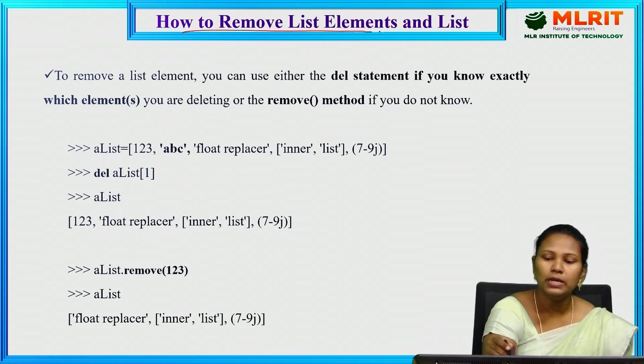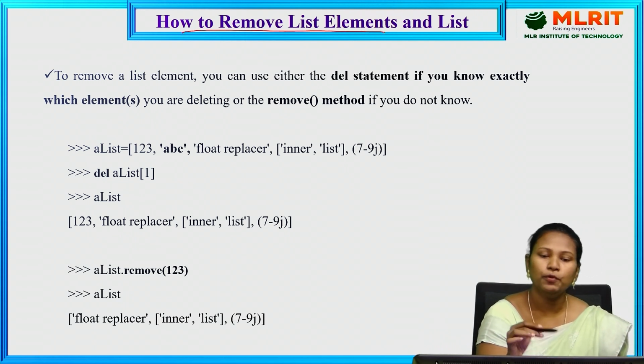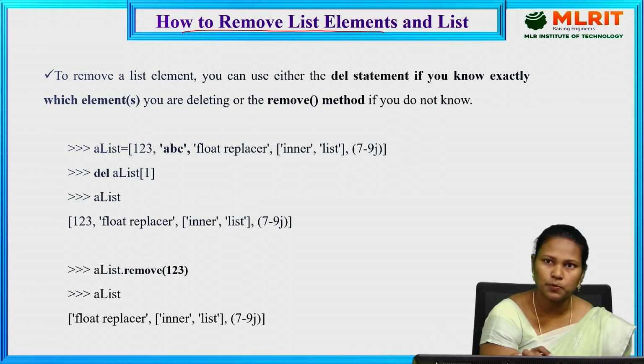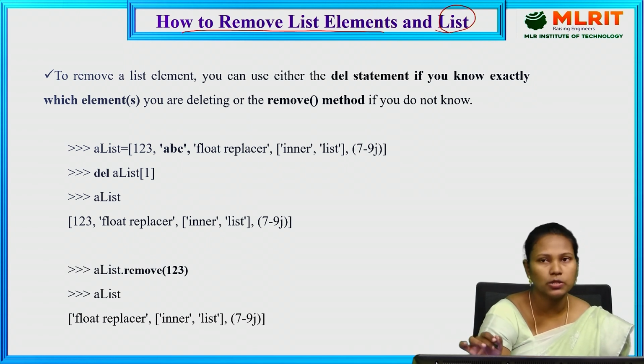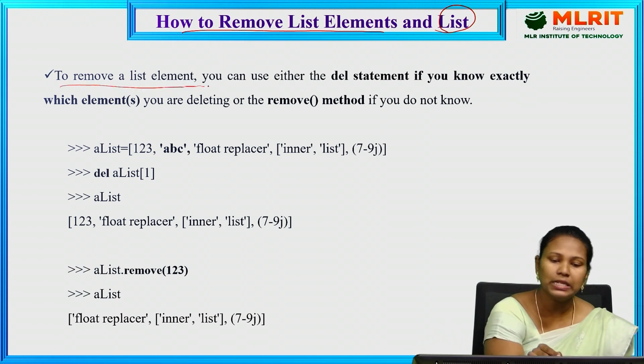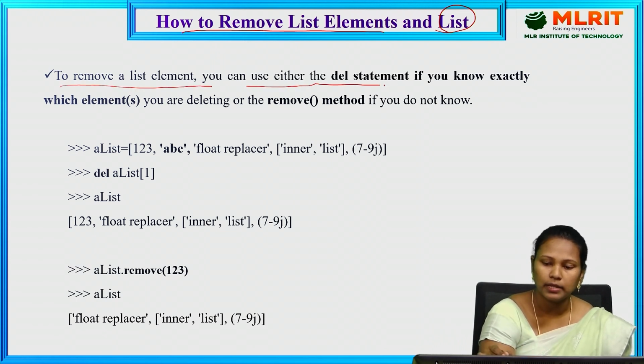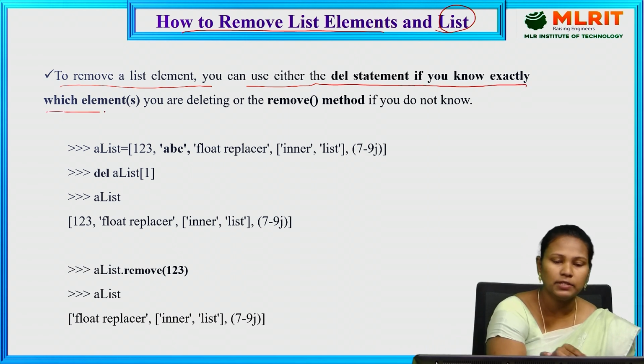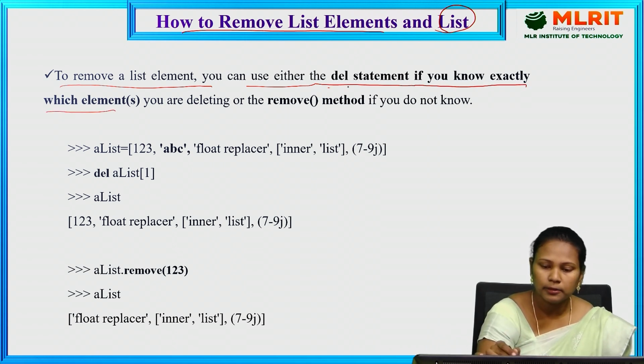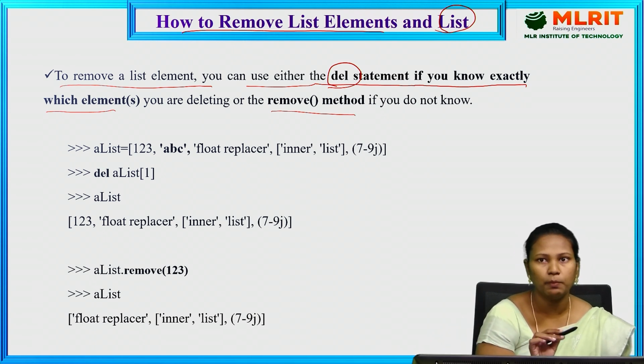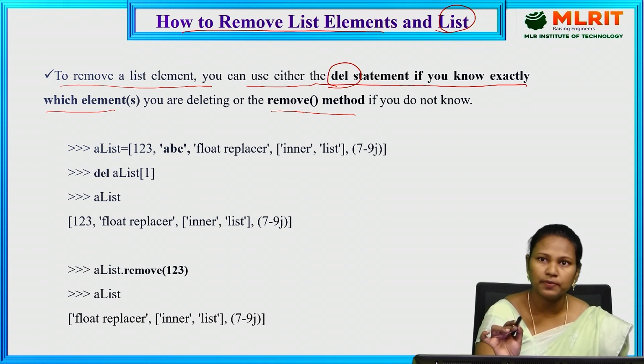How to remove list elements and the list? If you want to remove elements, it is possible, and if you want to remove the list also, it is possible. To remove list elements, you can use the delete statement if you know exactly which element. If you know the index, you can use del. If you don't know the index, you have to use the remove method. Remove of value removes that value from the list. del of index deletes the particular value at that index.